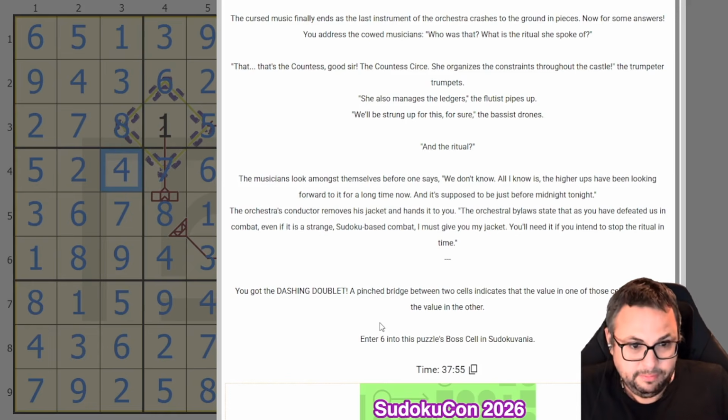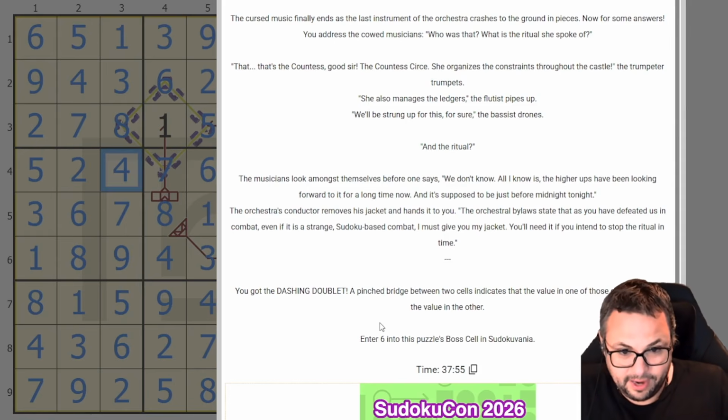And the ritual? The musicians look amongst themselves before one says, We don't know. All I know is the higher-ups have been looking forward to it for a long time now, and it's supposed to be just before midnight tonight. The orchestra conductor removes his jacket and hands it to you. The orchestral bylaws state that as you have defeated us in combat, even if in a strange Sudoku-based combat, I must give you my jacket. You'll need it if you intend to stop the ritual in time.